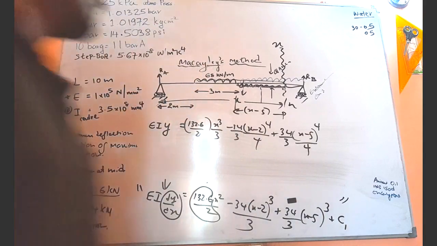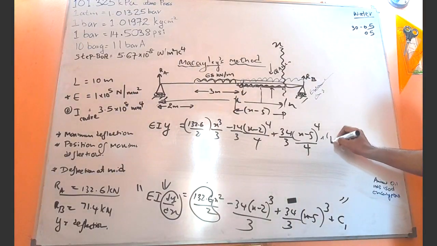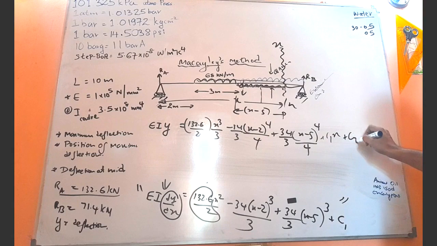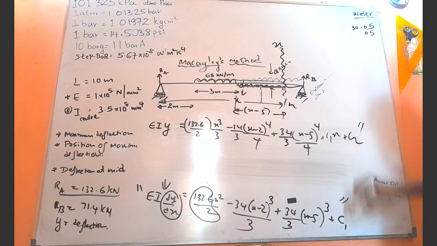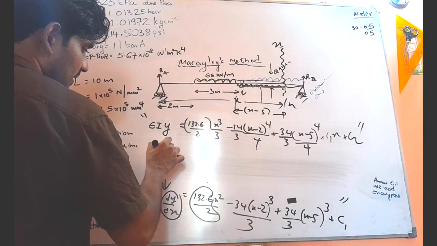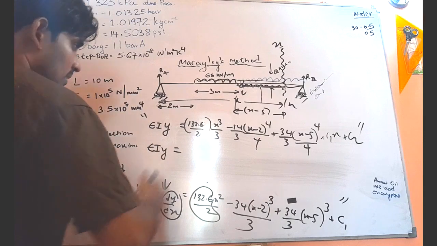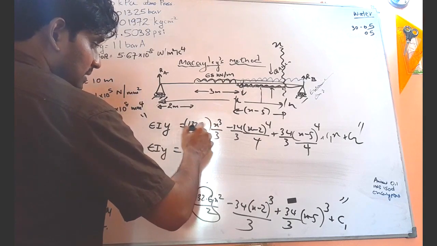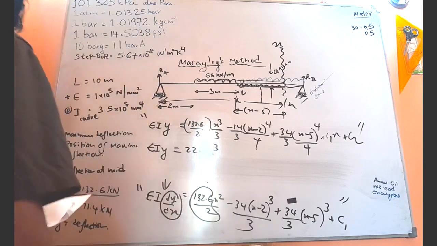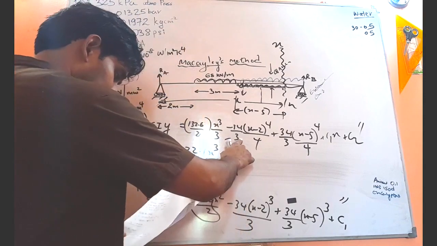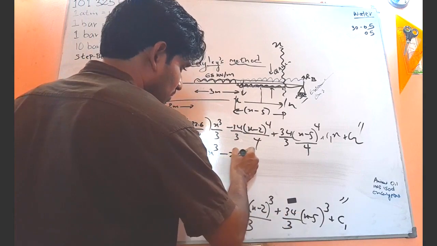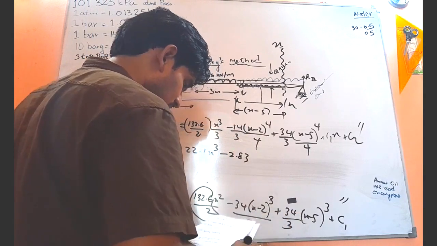If you integrate this C1, you get C1 x. Then the next integrating constant, C2: C1 x plus C2. So this is the equation. If you further simplify, EI y equals 132.6 divided by 2 into 36, so you get 22.1 x cube. Then minus, if you simplify this one, here we have 34, here you have 12, so you get 2.83.